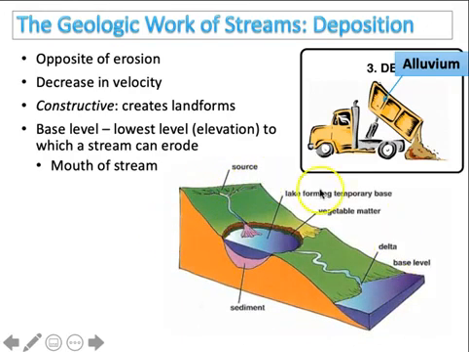In this version of a stream profile, we have the headwaters here. The river is flowing, reaching a temporary base level in the form of a lake. Deposition happens there. The stream is flowing out of the downhill side of the lake to the ocean, which is considered to be the ultimate base level. There, the stream stops flowing and any remaining sediment will be deposited. And again, this happens at the mouth of the river.